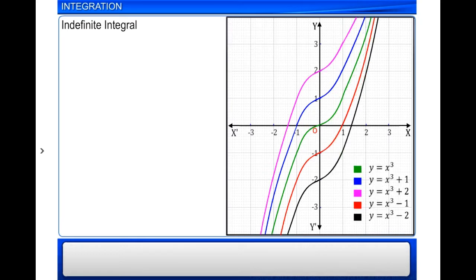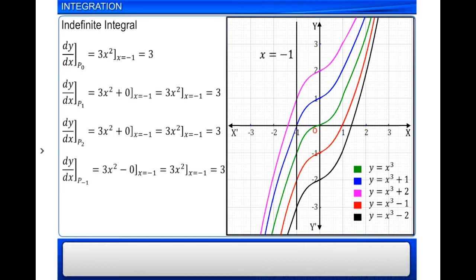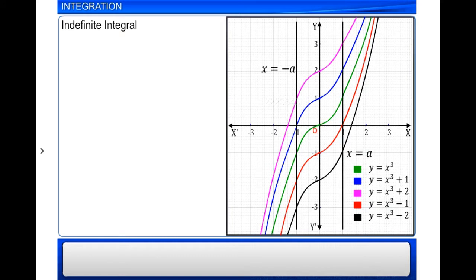In a similar way, if the line intersects the curves at x is equal to minus 1, then in this case also, we can see that the derivatives at the points are equal to each other. Also, the tangents drawn at these points are parallel to each other. Thus, integral of 3x square dx is equal to x cube plus c. Let us denote this by f subscript c of x at the points of intersection of the curves by the line x is equal to a, where a belongs to R.